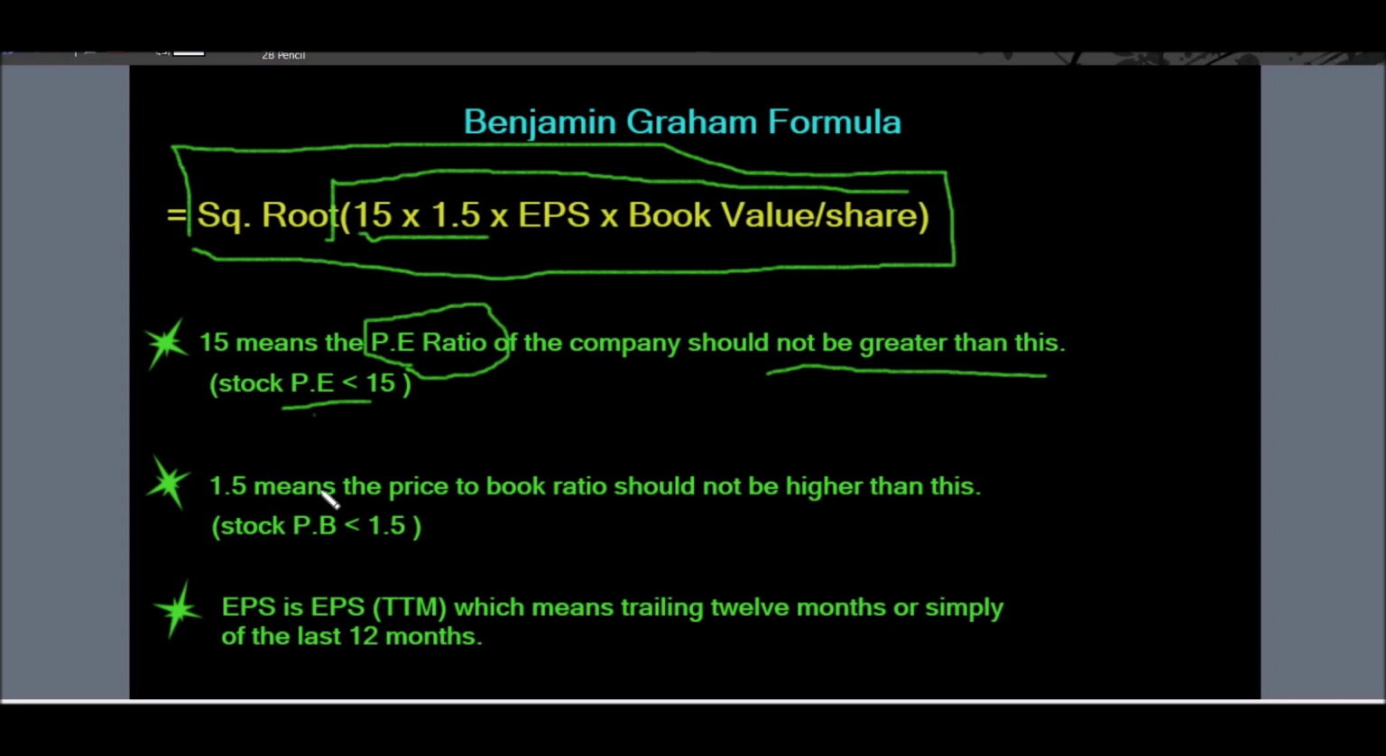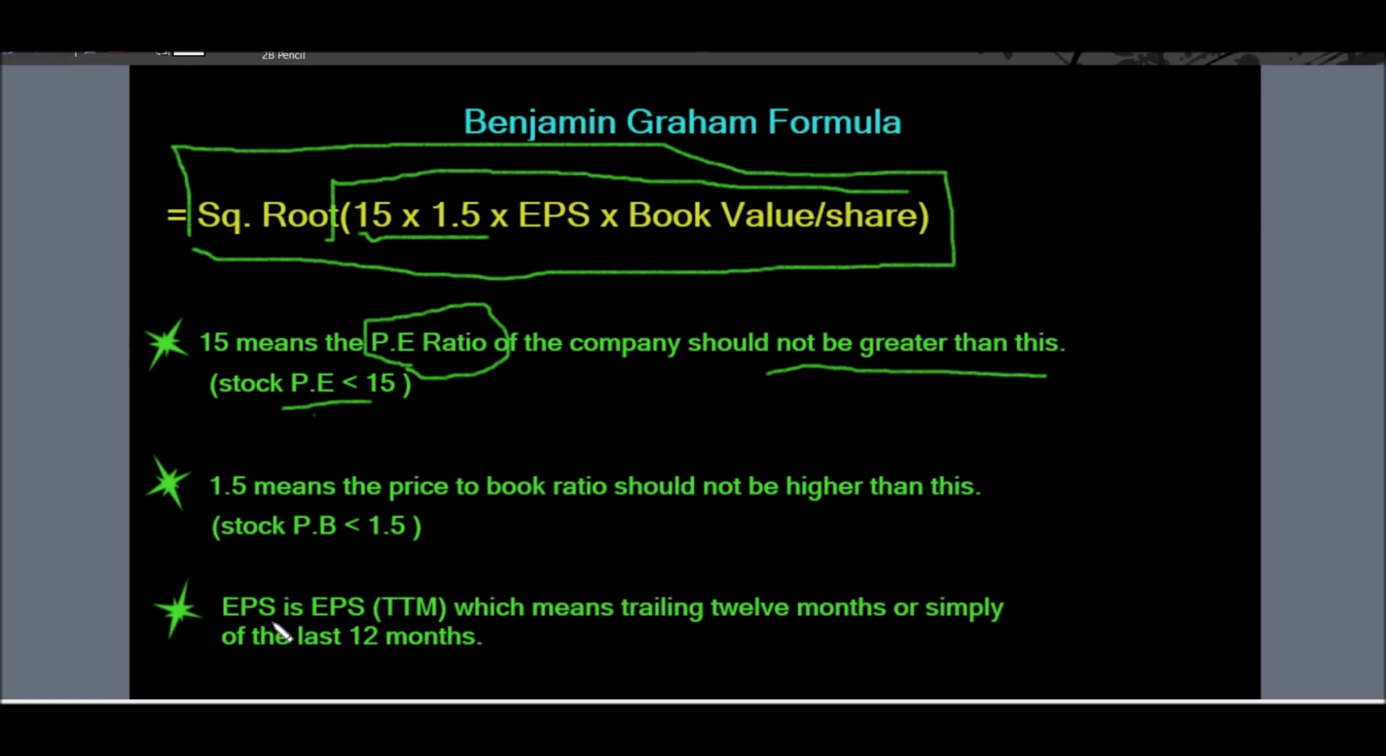The next thing is 1.5. So what exactly does 1.5 mean? 1.5 means the price to book ratio should not be higher than this. So the maximum price to book ratio of a stock, if you want to use this formula, should be 1.5. It should not exceed 1.5.